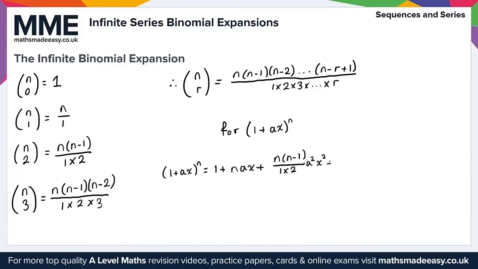And this extends all the way up to n times n minus 1, and we can see this keeps going on to n minus r plus 1. And our denominator will be 1 times 2 times 3, and again this extends up to r. And finally, we times this by a to the r times x to the r, and so on. Okay, so that gives us everything we need for the infinite binomial expansion.